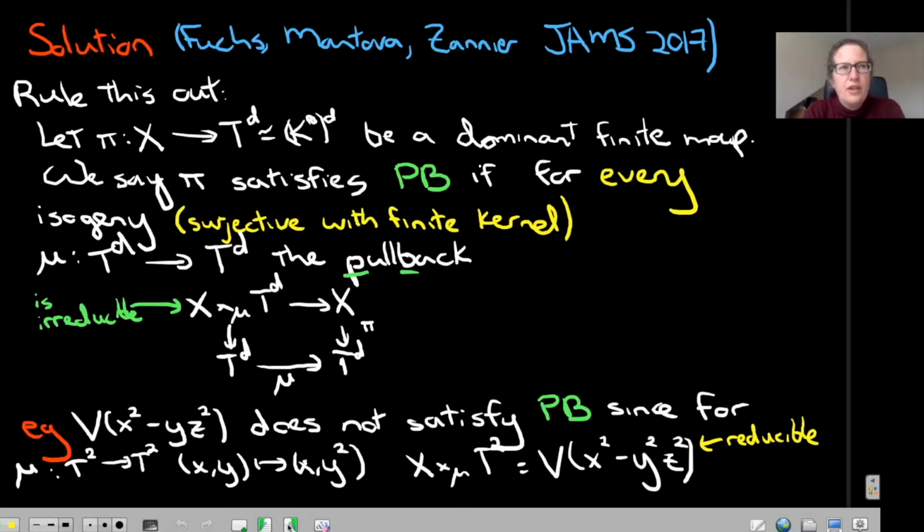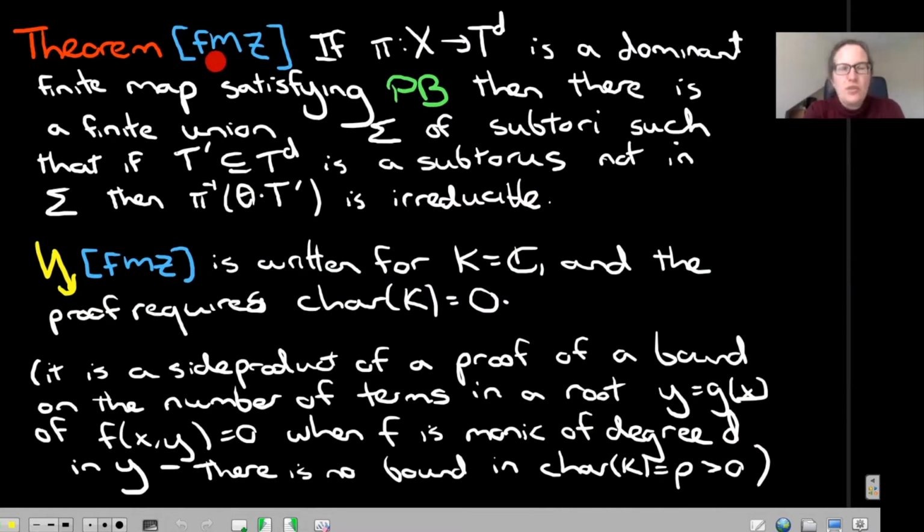Okay, so what we're going to do now is state the theorem of Fuchs, Mantova, and Zannier. Suppose I have such a projection, a dominant finite map from X onto T^D, and it satisfies this pullback property. Then the claim is that there's only a finite union of bad subtori. If your torus is not contained in one of those bad subtori, then the preimage is irreducible.